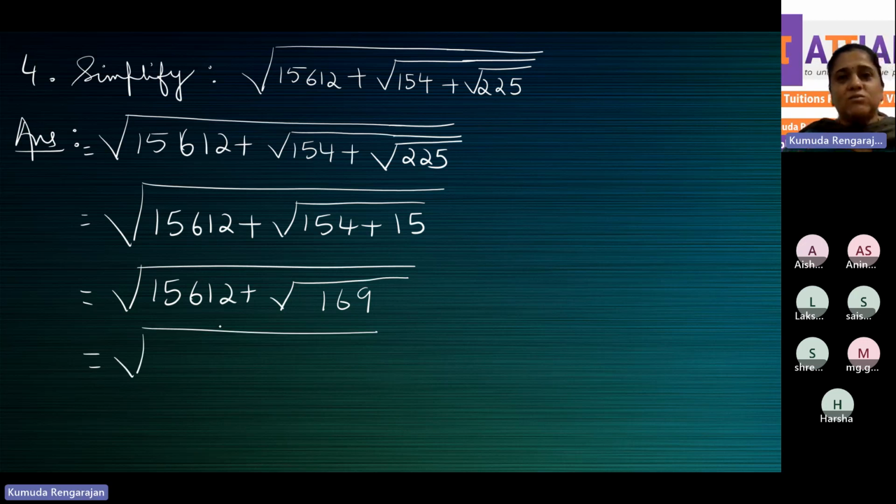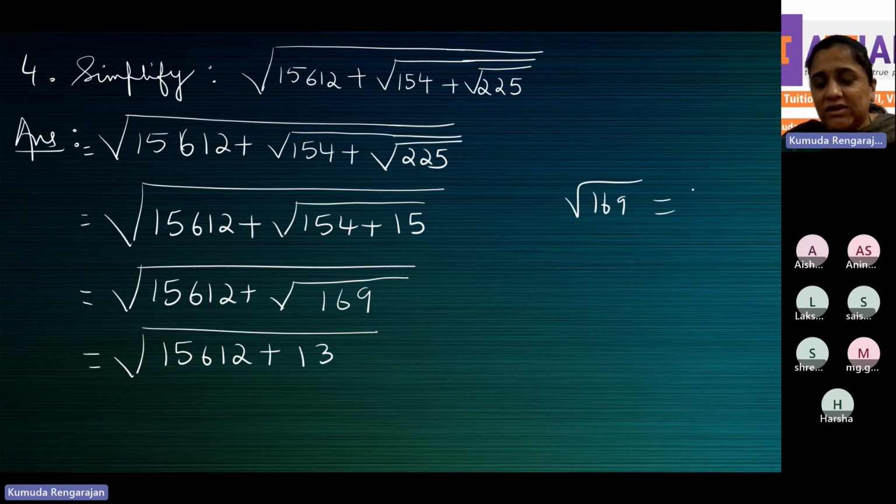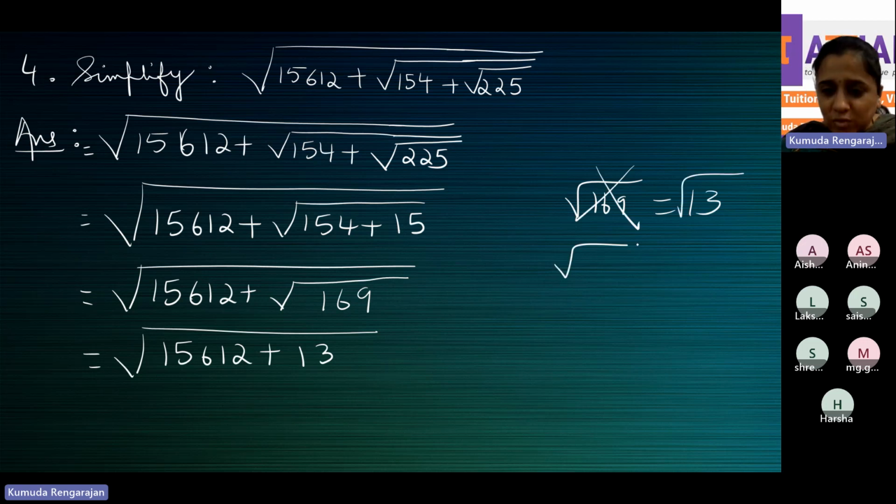I said simplify from the innermost square root. So 169. What is the square root of 169? 13. 13 into 13 is 169. So replace square root of 169 with 13. Don't write square root of 13. The square root of 169 is simply 13.